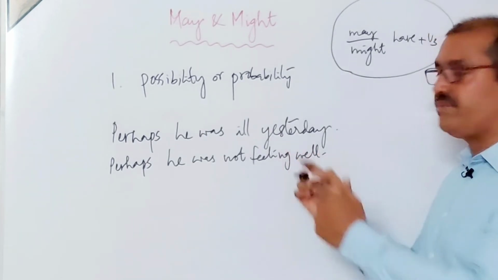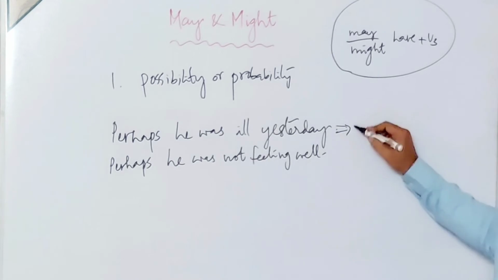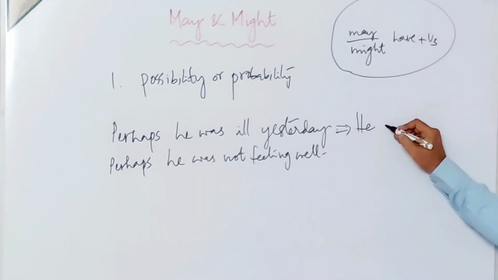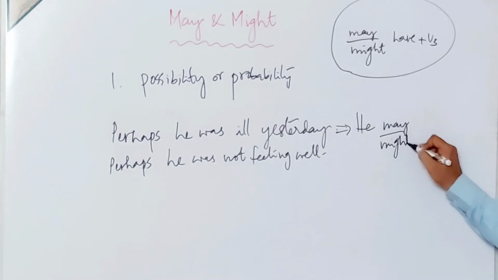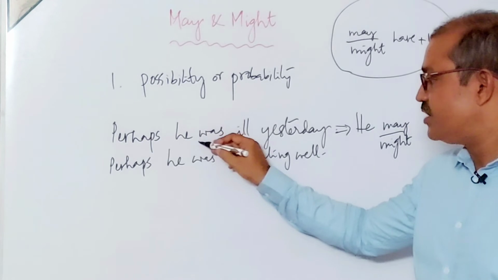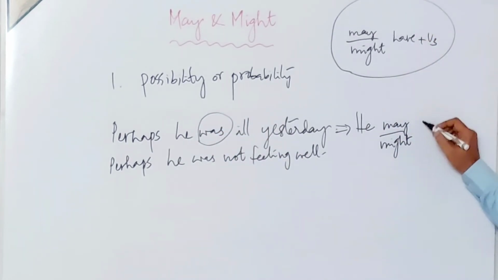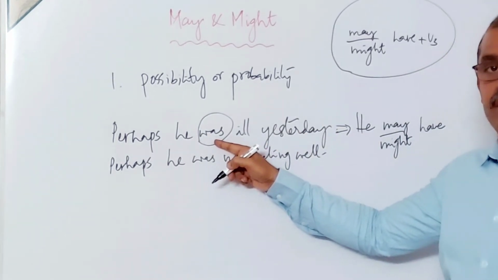So instead of this statement, we can use may or might like this. So the subject is he, perhaps. So instead of perhaps, you can use may or might. As this be form of is in past, you have to use again have. He may have. So V3 is been.